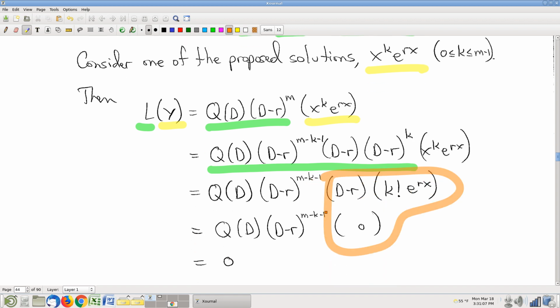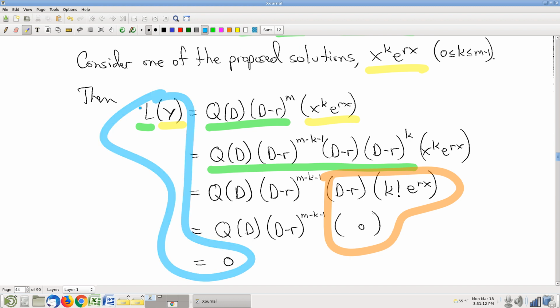And so we win. Right, L of y is equal to 0. Therefore, these yellow functions that we asserted back in chapter 4, way back when we asserted that those were homogeneous solutions, we see now by direct calculation that they are. How are we doing? Everybody on board?